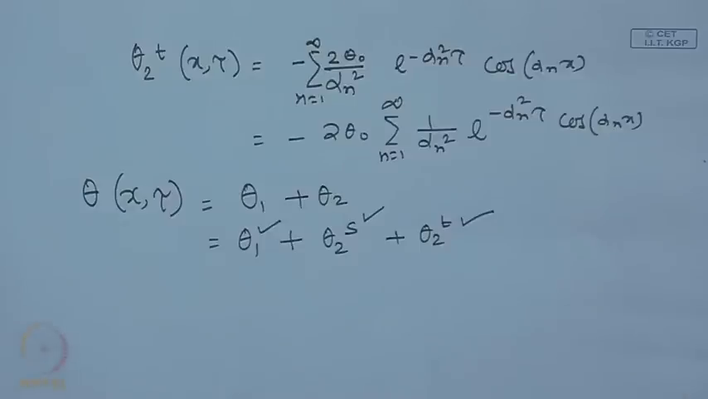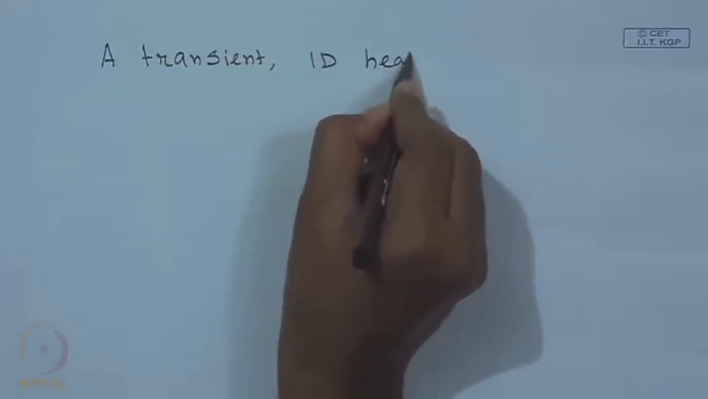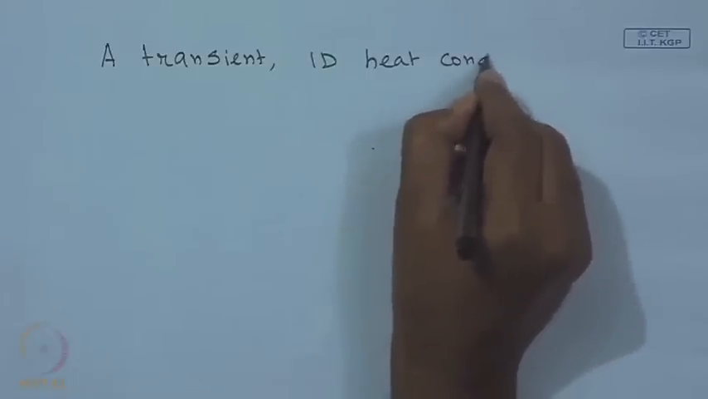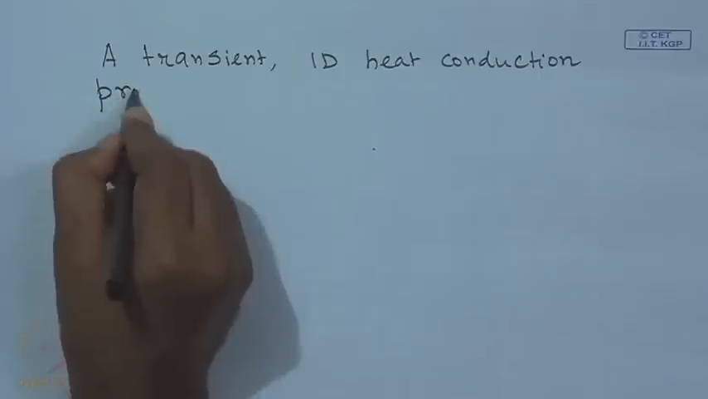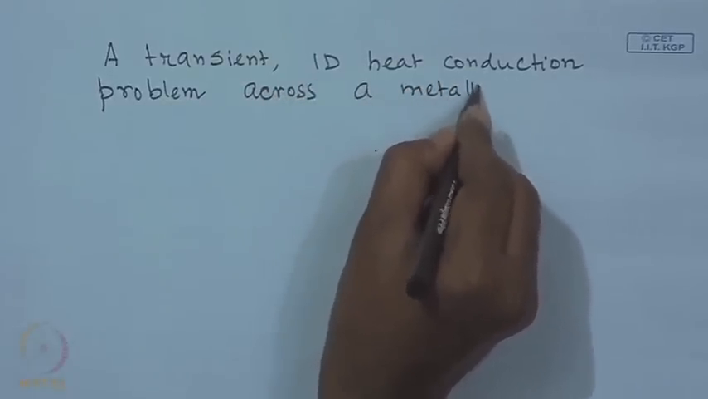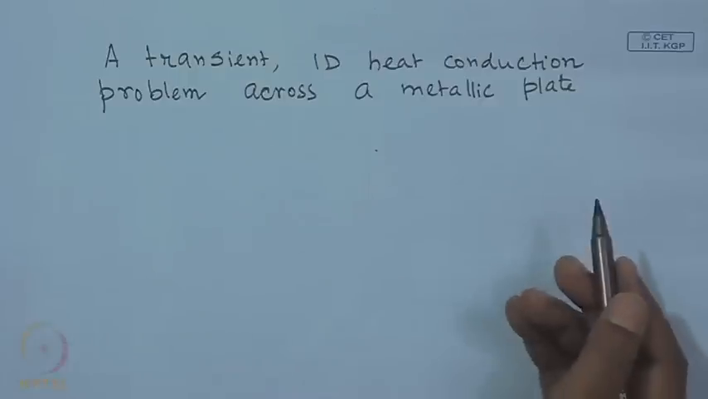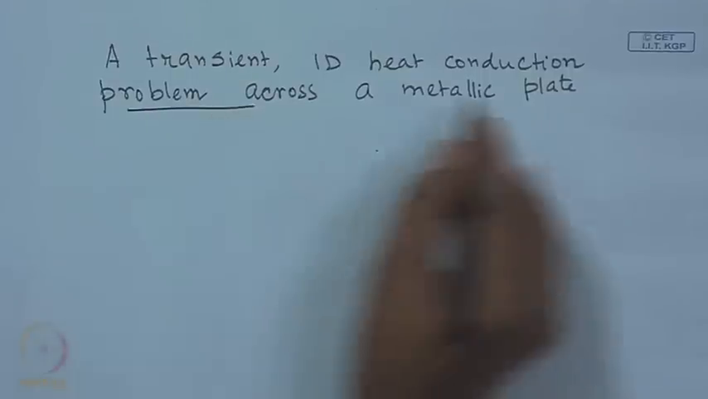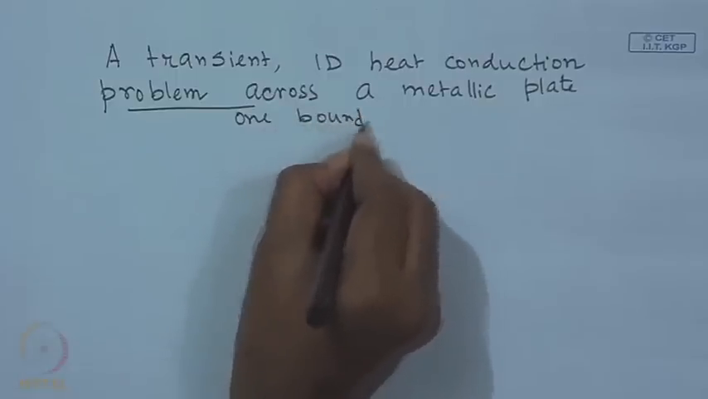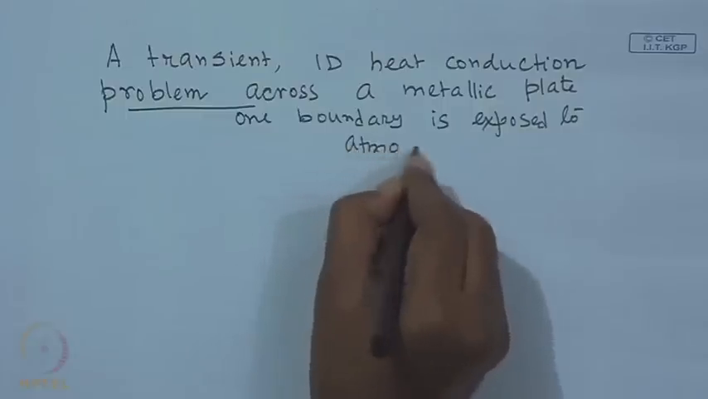Now, I would like to take up a complete chemical engineering problem, where one of the boundary conditions is a Robin mixed boundary condition. It is again a transient one dimensional heat conduction problem across a metallic plate, such that the boundary at x equal to 1 is open to atmosphere. So, if we write down the energy balance, one boundary is exposed to atmospheric convection.